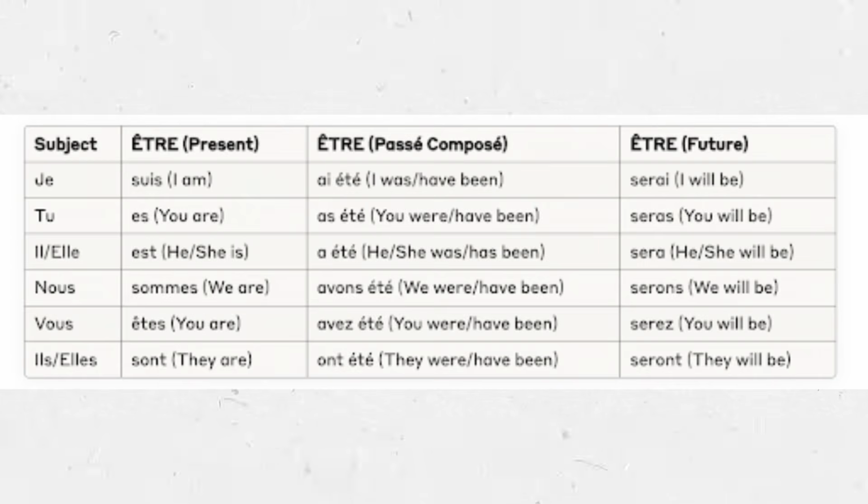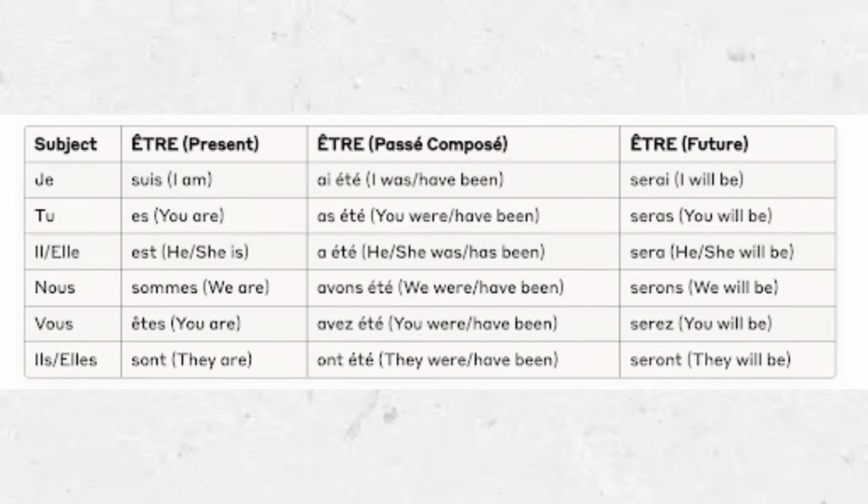If you wanted to conjugate the same être in the past tense, it would be j'ai été. Tu as été. Il ou elle a été. Nous avons été. Vous avez été. Ils ou elles ont été. And for the future tense, je serai. Tu seras. Il ou elle sera.